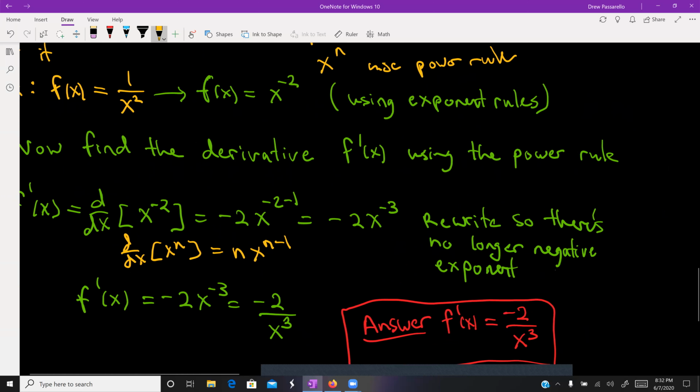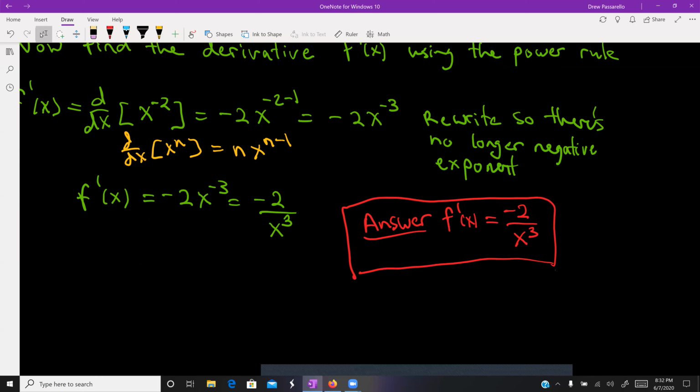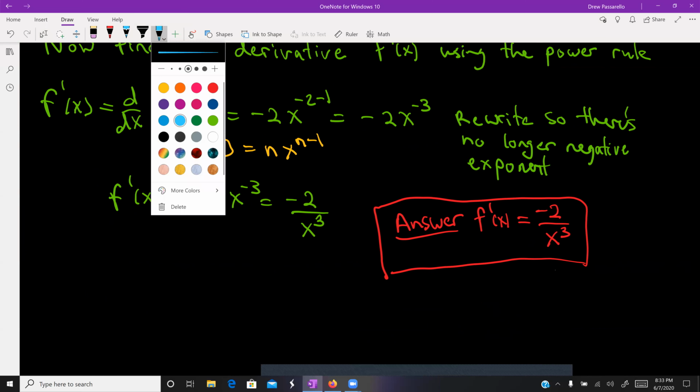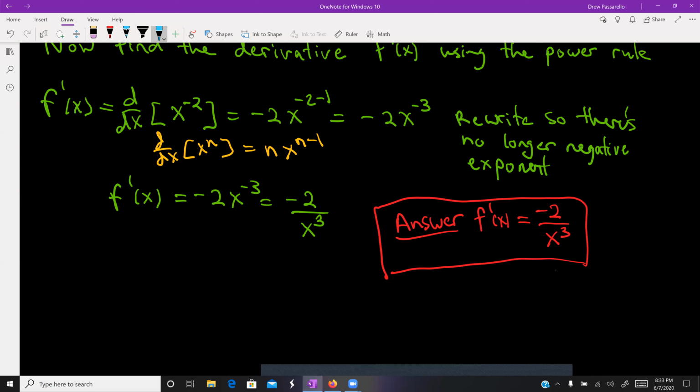And then the last thing is I'm going to rewrite it so that the negative 3 is no longer a negative exponent. And that's just bringing the negative 3 into the denominator, so it changes into x to the positive 3. All right, so some examples you'll have to rewrite into a format which you can apply the derivative rules. And yeah, that's pretty much all the rules. And at this point, it's just going over examples. So I'll do a couple examples in this video, and then I'll do some more in the next video.